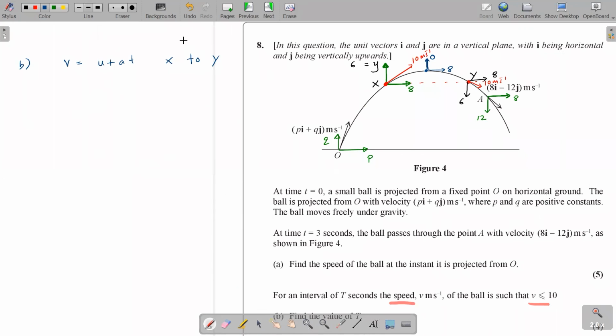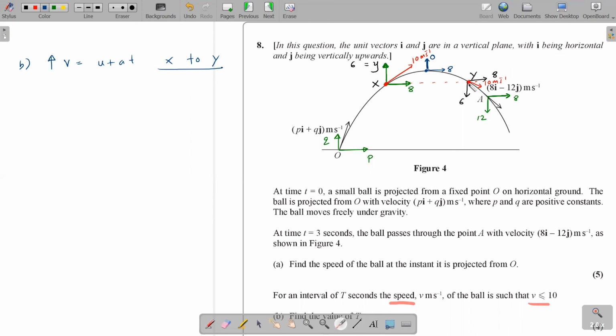So I will directly use... So choose a positive direction. That's really important. Choose a positive direction. So I'll choose upwards as positive. So if I choose upwards as positive, who is B? B is the place where I end up, starting at X, ending at Y.